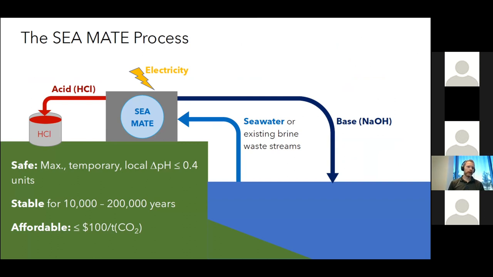Right, so the net result is we're designing this first and foremost to be safe for marine life. So even at the point where we return the base to the ocean, there will be some maximum temporary local change in pH upward, but we're designing it so that's less than or equal to 0.4 units. So even that area will be safe for marine life. And we'll be verifying that with studies to verify that it is indeed safe for marine life, and we think likely beneficial for many marine organisms. It's stable for over 10,000 years, which is great. And we're running detailed techno-economic analysis that indicates that this should cost less than $100 per ton of CO2 ultimately.